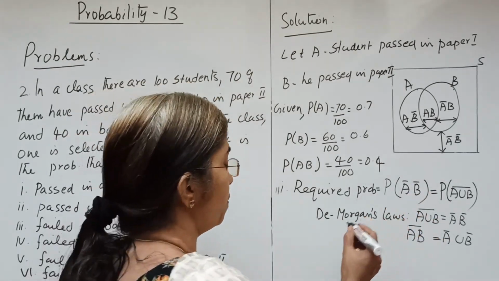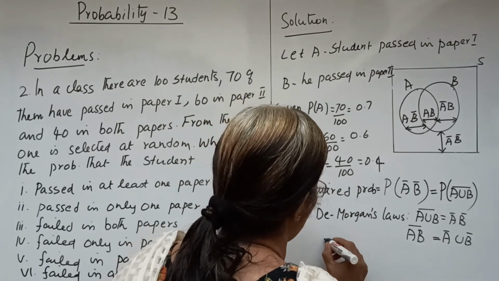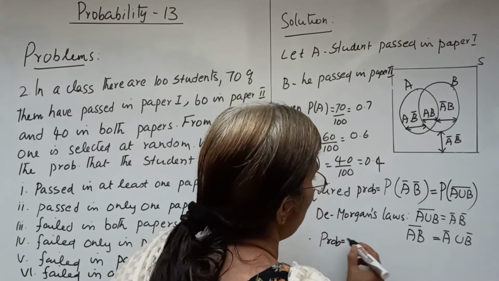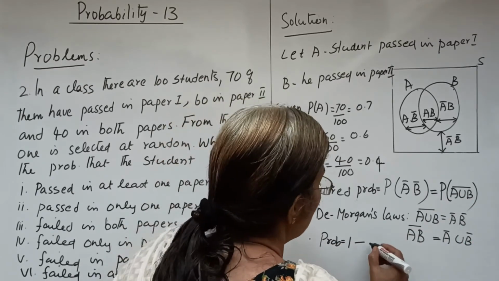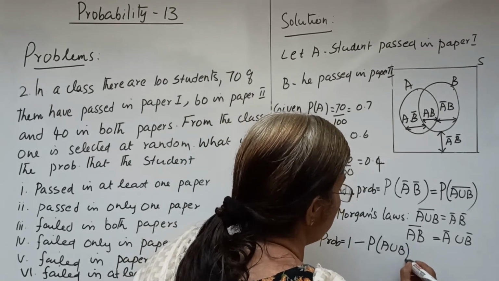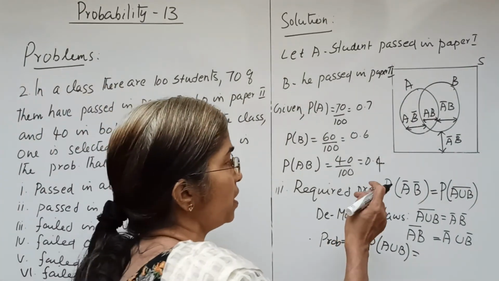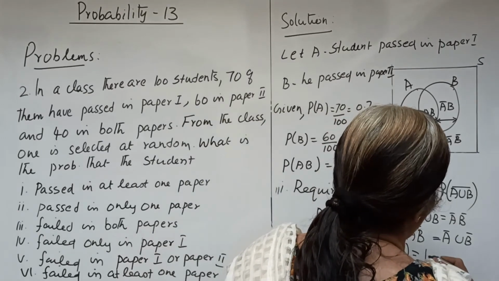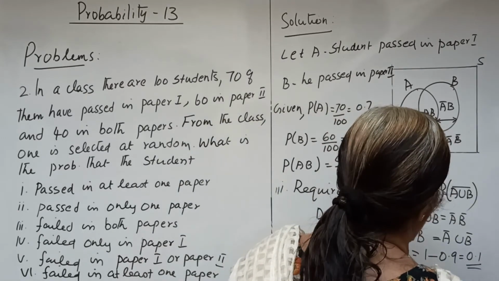So what is the probability? That is the required probability. Therefore, probability equal to P of (A union B) whole bar, which is equal to 1 minus P of (A union B). Already we have obtained P of (A union B) as equal to 0.9, isn't it? So 1 minus 0.9 equals 0.1.